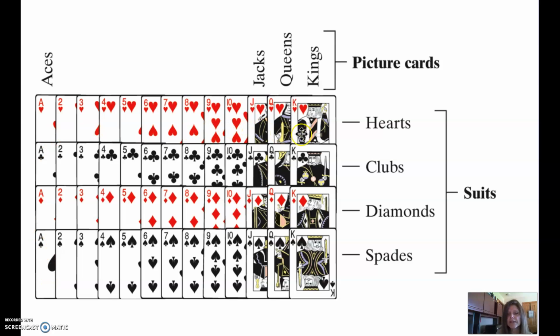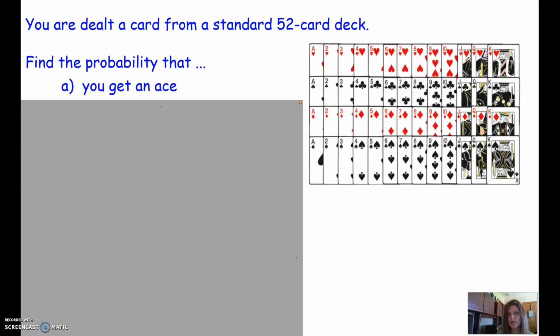In each of these, we have 13 cards. We have an ace, which is kind of like a 1. It depends on how you're assigning the value. And then the numbers 2 through 10. And then what we have are picture cards, also called face cards: jacks, queens, and kings. Okay, so I'm going to have that in the notes for you in case you need to refer back to it. Let's see if we can use that to calculate some probabilities.